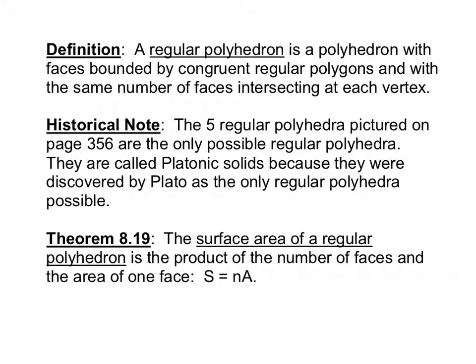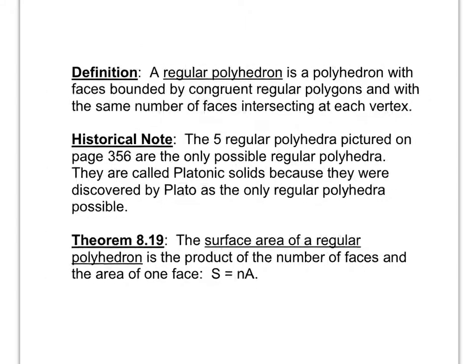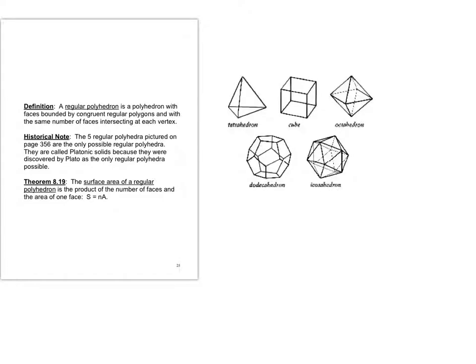Now, a regular polyhedron is a polyhedron with faces bounded by congruent regular polygons and with the same number of faces intersecting each vertex. Now, there are only 5 possible regular polyhedra, and they were discovered by Plato, so they're called the Platonic solids. And let me show you what those are. You have a tetrahedron, a cube, an octahedron, a dodecahedron, and an icosahedron.